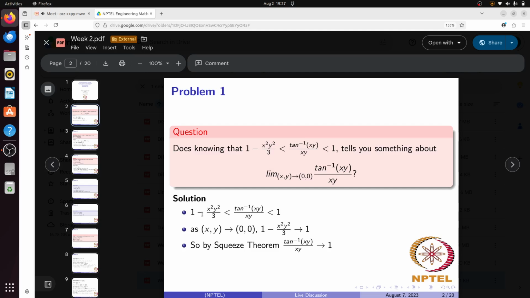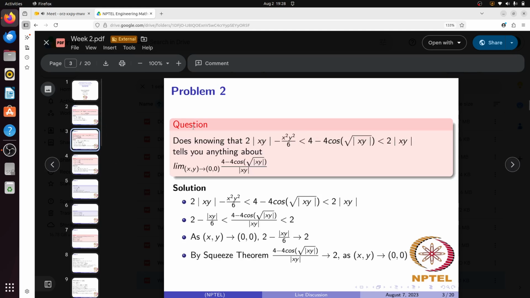So the left side and the right side of the function tan inverse xy by xy are both converging to the same limit. If both of these functions converge to the same limit, the middle one, tan inverse xy by xy, will also converge to that same limit. As xy tends to 0 0, 1 minus x square y square by 3 tends to 1, and the right hand entity always remains 1. So by the squeeze theorem or sandwich theorem, tan inverse xy by xy also converges towards 1.